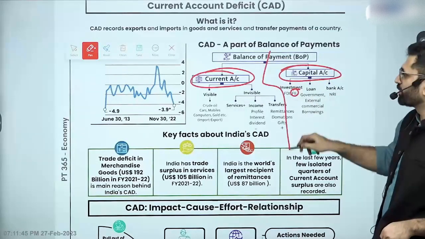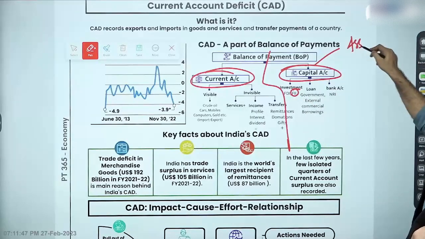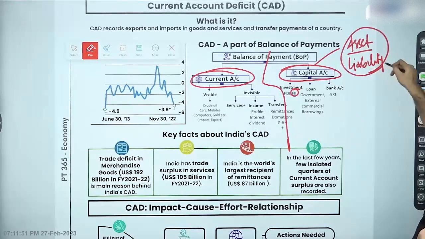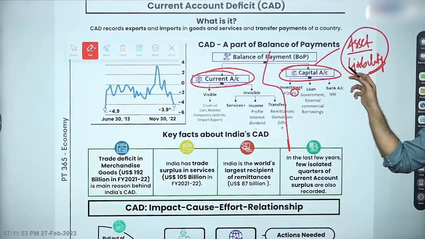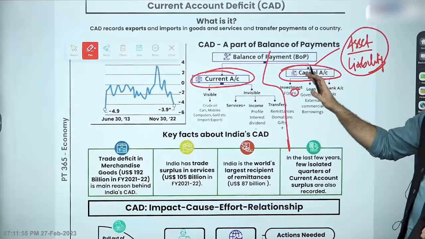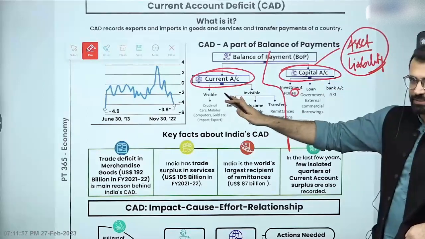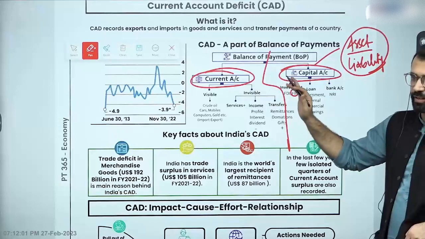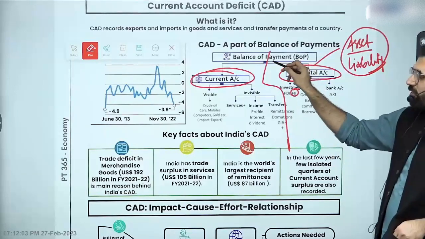Something which has an impact on the asset or liability structure of the country, something which alters the asset liability structure, that is our capital account. Mostly business-like transactions which do not have an impact on asset liability structure are current account transactions. This is the balance of payment accounts.